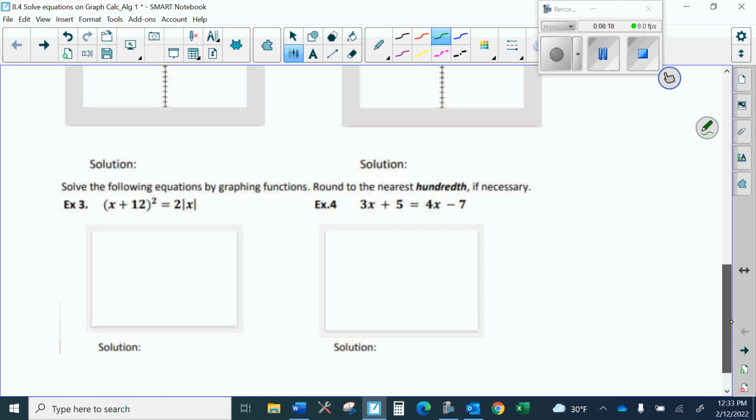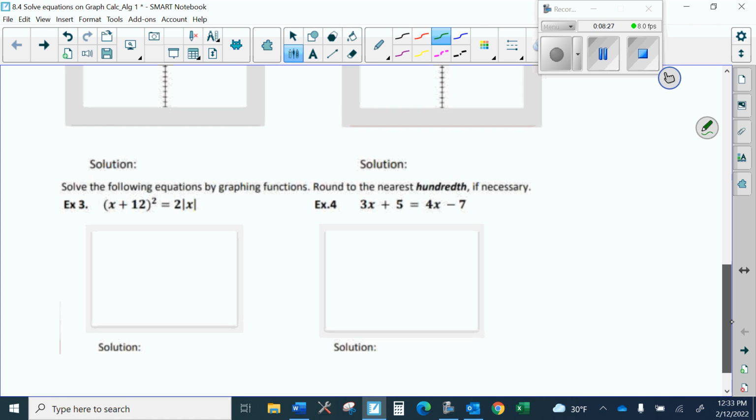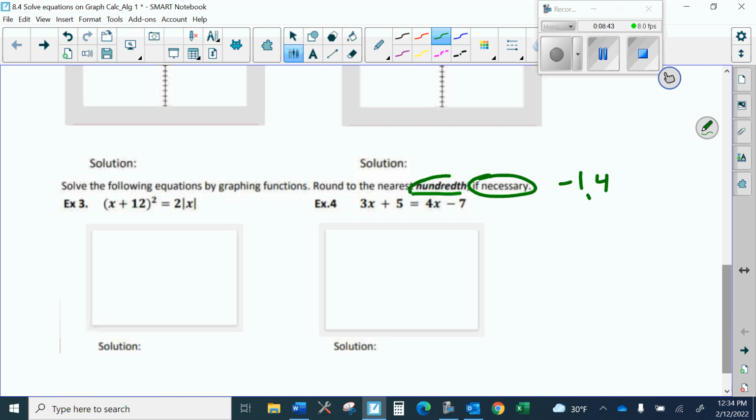As it says, solve the equations by graphing the functions. So you don't even have to know what they look like, and do all the algebra stuff. And it says round to the nearest hundredth if necessary. What that means, if it says if necessary, is if it doesn't come out to be an integer already. Obviously, if it came out to be like negative 1, 4, you don't have to round to the nearest thousandths, it's done. But if it didn't come out to nice integers like that, and had all these decimals, then we're going to round to the nearest hundredth. That's what it means when it says if necessary.